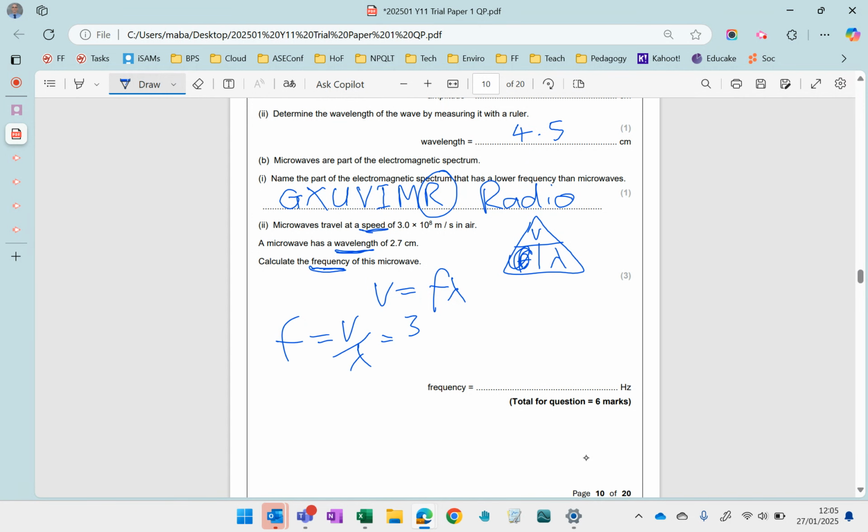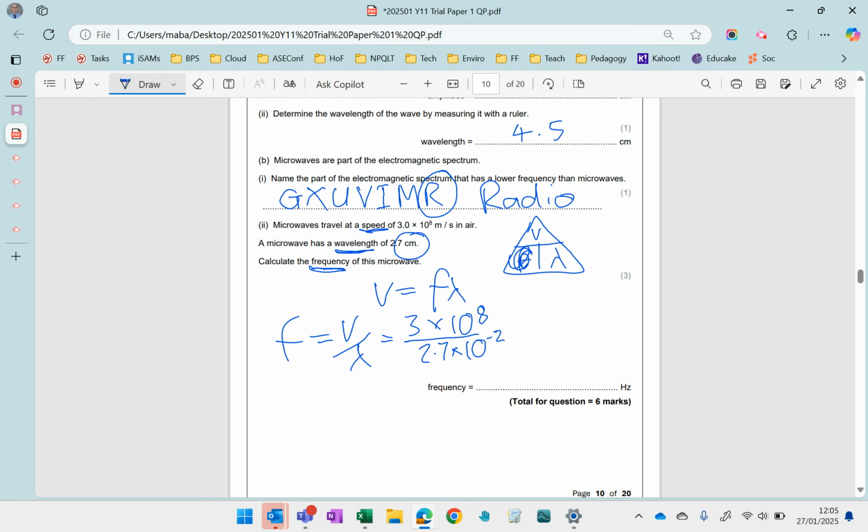So 3 times 10 to the 8 on the top, and I'm going to divide by 2.7. Or am I? Because look, it's in centimeters. Now there's 100 centimeters in a meter, so to turn that into meters, I need to divide by 100. Or you can write that as times by 10 to the minus 2. Up to you. You can either write it as 0.027 or 2.7 times 10 to the minus 2.